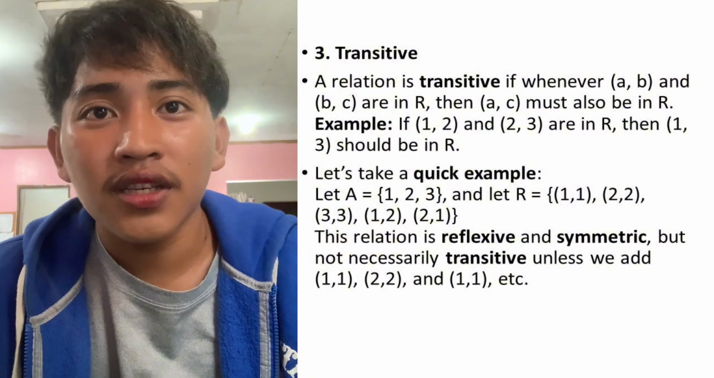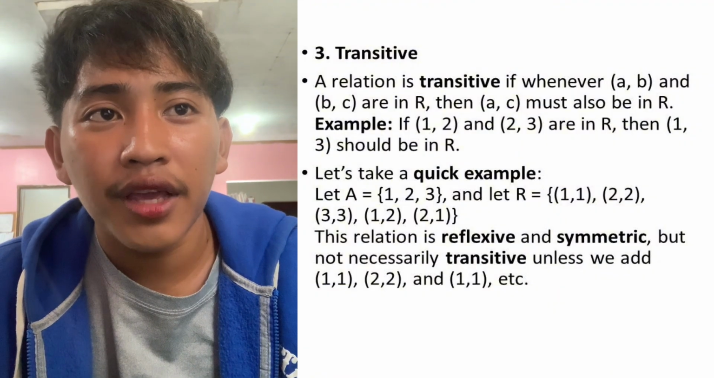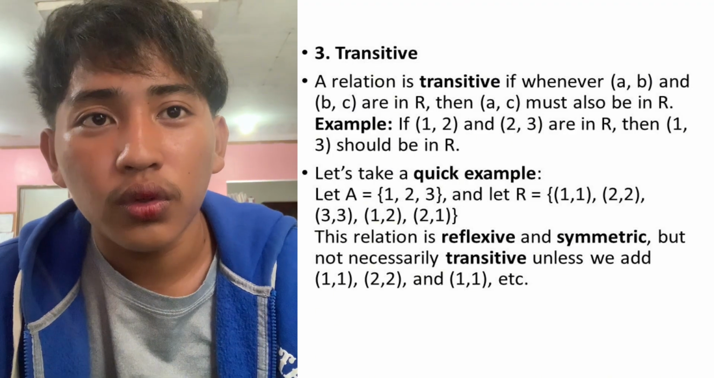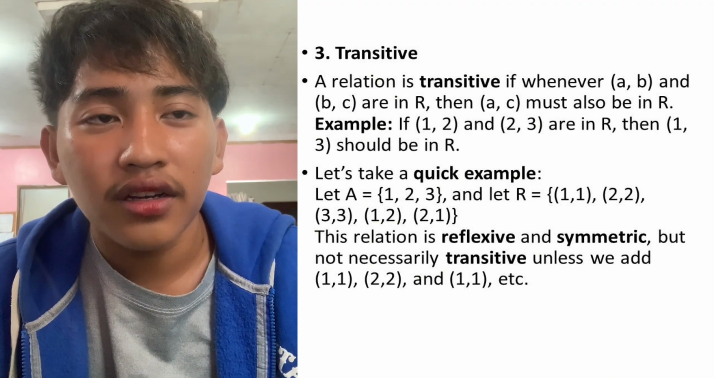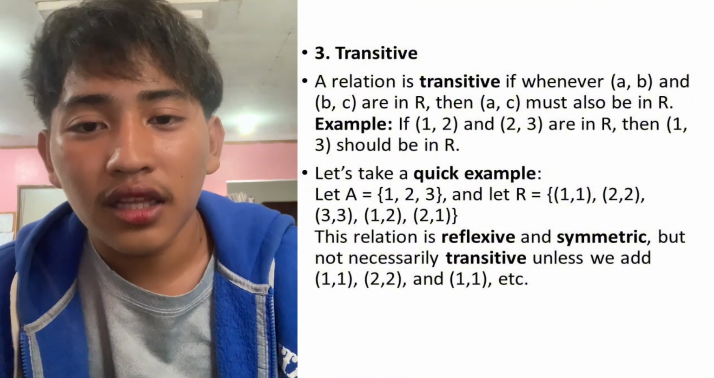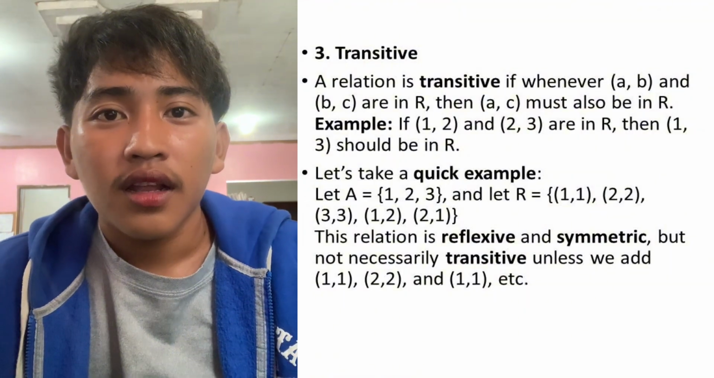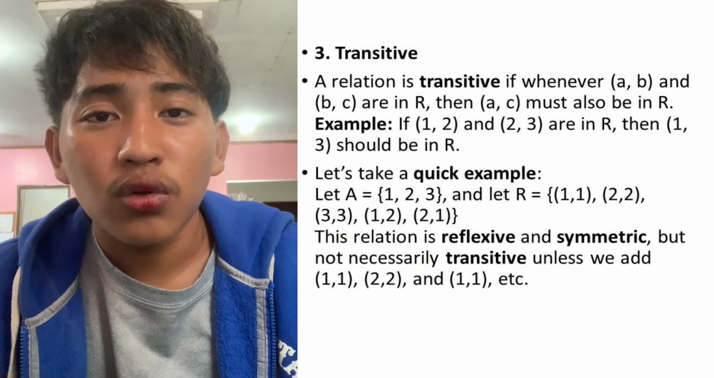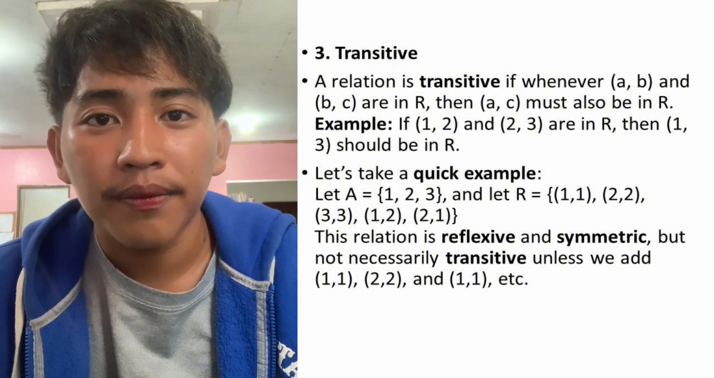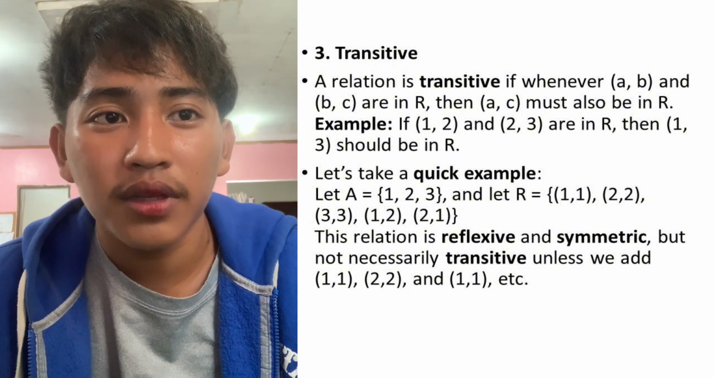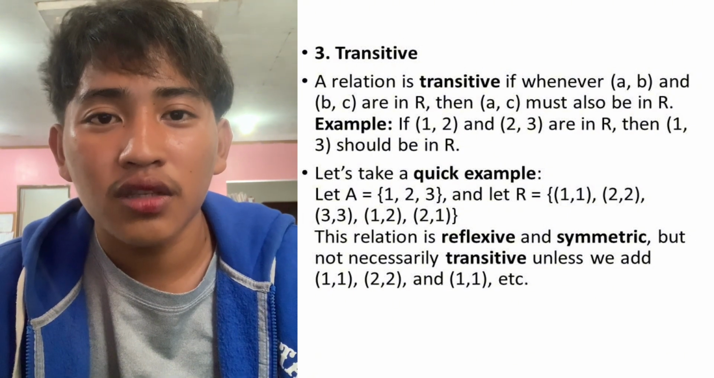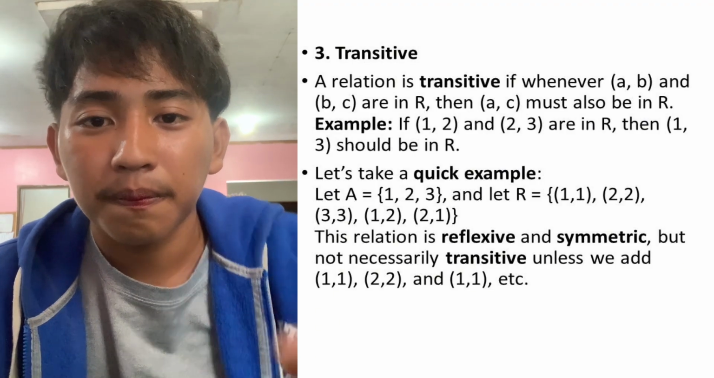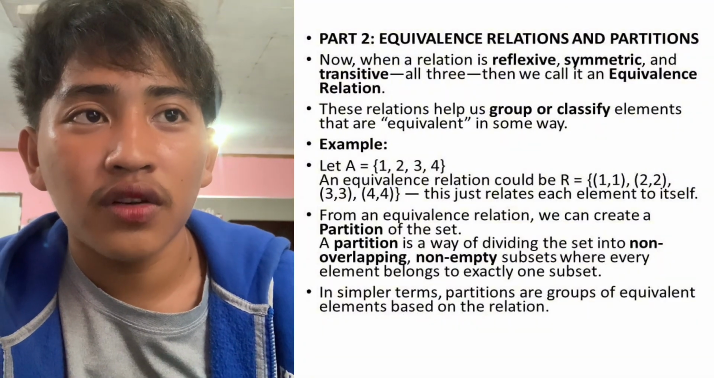Third, transitive. A relation is transitive if whenever (a,b) and (b,c) are in R, then (a,c) must also be in R. Example, if (1,2) and (2,3) are in R, then (1,3) should be in R. Let's take a quick example. Let A = {1, 2, 3} and let R = {(1,2), (2,3), (2,2), (3,3), (1,1), (2,1)}. This relation is reflexive and symmetric but not necessarily transitive unless we add the missing pairs.